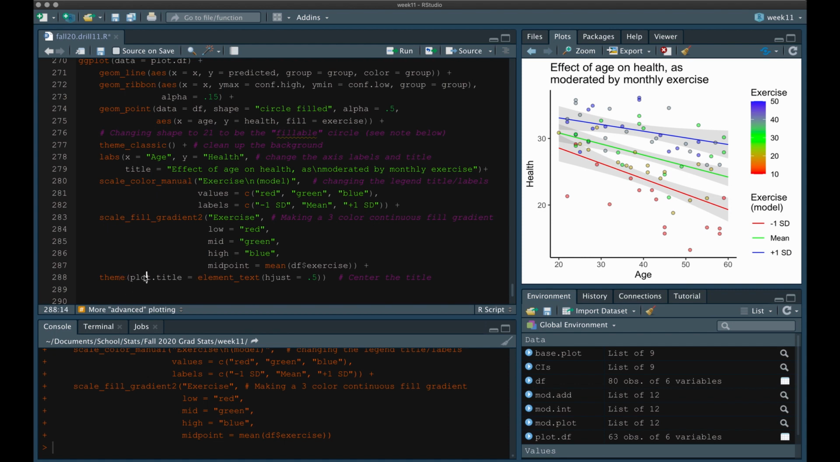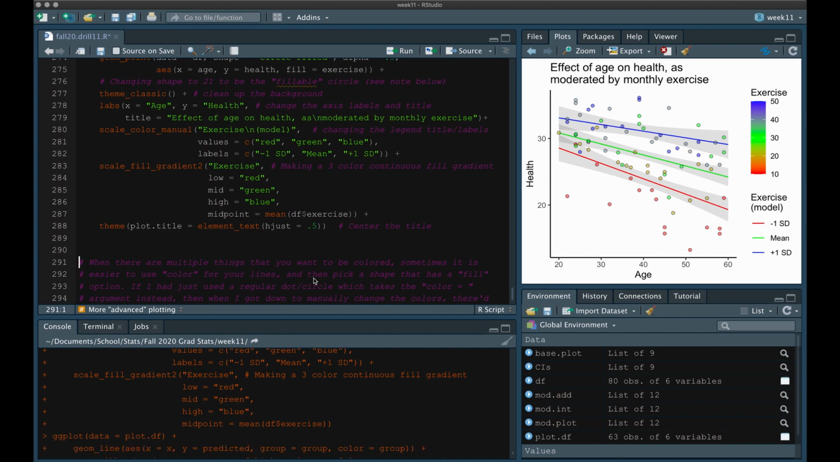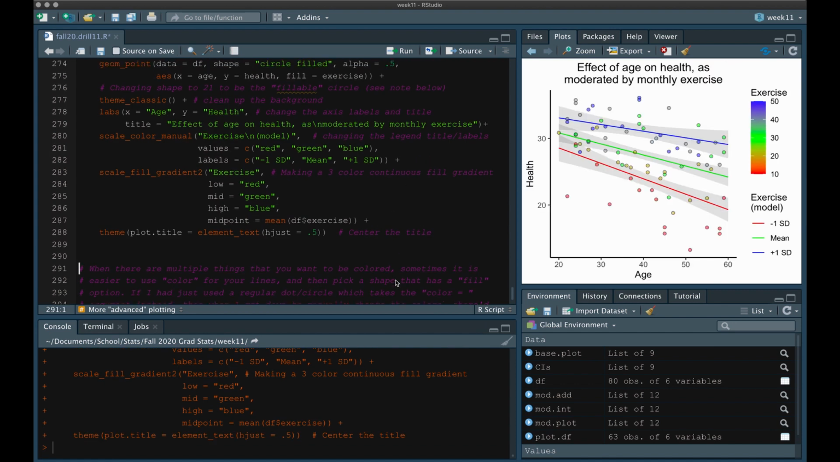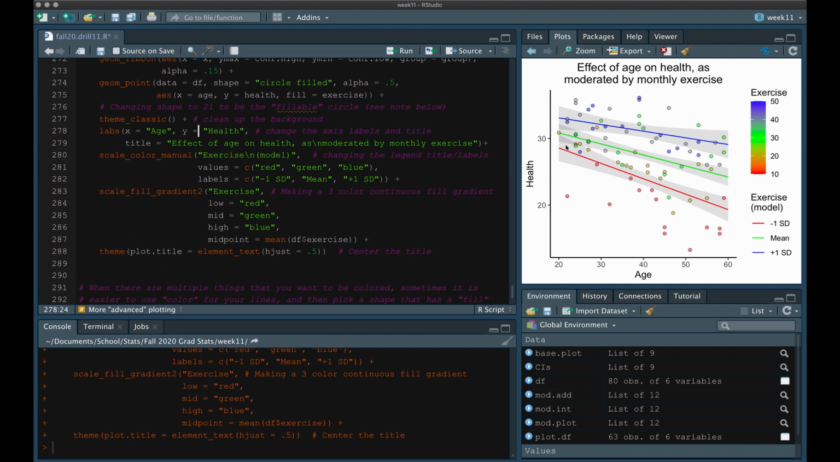And then finally, I just want to center my title, and so to center the title, we just use theme, and I tell it plot title equals element text hjust, which is the horizontal justification, equals 0.5. And so once I add that in there, it centers my title. This is the same, like if you say you did have a caption.